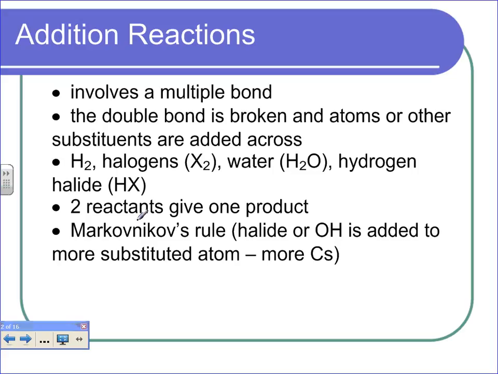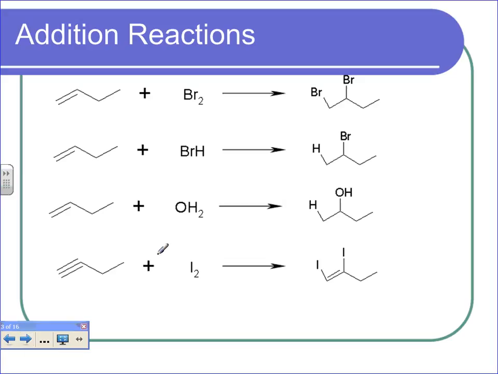The different substances that can be added are hydrogen, halogens such as X2, so in this case the X is the general formula, but we're talking about chlorine or fluorine or bromine or iodine, which are all diatomic. Water can be added, and hydrogen halides, also referred to as HX, can be added across these double bonds or triple bonds. We're going to start with 2 reactants. We're going to have 1 product, and we're going to need to apply this rule called Markovnikov's rule, and I will talk about it when it's appropriate.